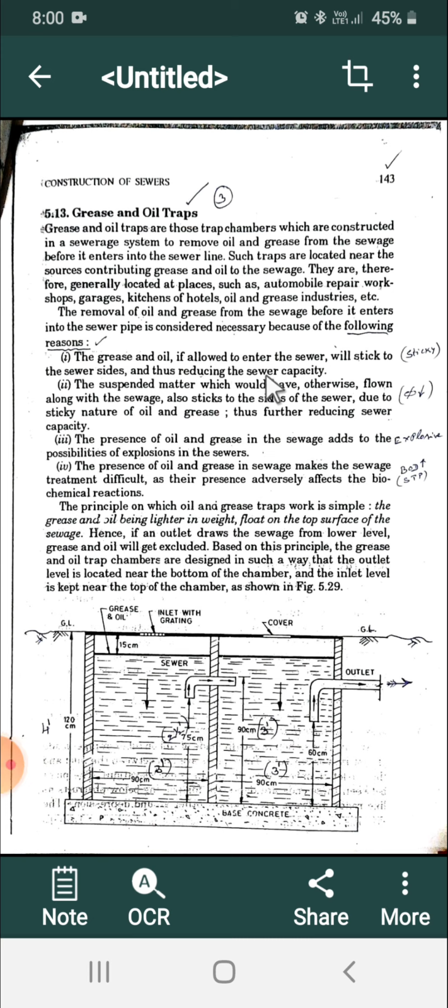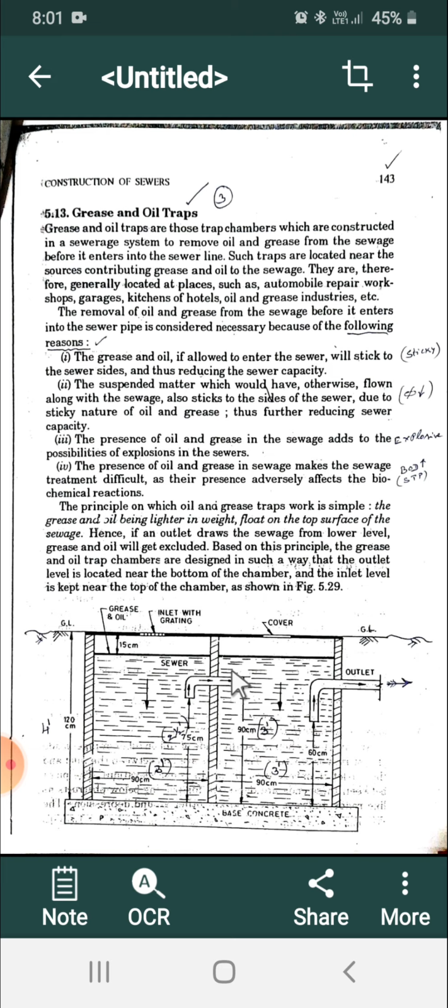Today's online class. Yesterday, in the last class, we came across the types of sewerage appurtenances. Sewerage appurtenances are nothing but structural components. There are many such structural components.